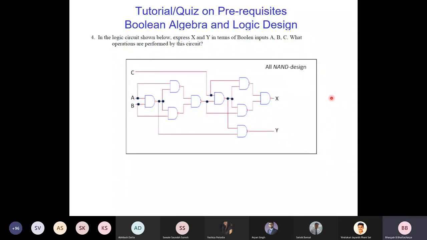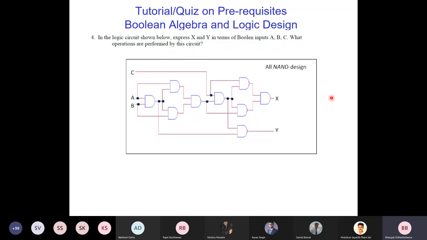Have you seen this circuit before? This is a very famous circuit. So is this the full adder? Yes, correct. This is the full adder circuit, a complete NAND realization. Very good. You can verify it, but my question is the following.